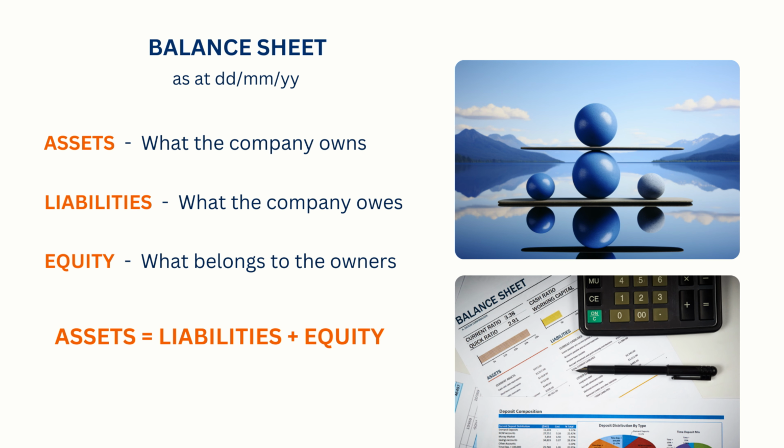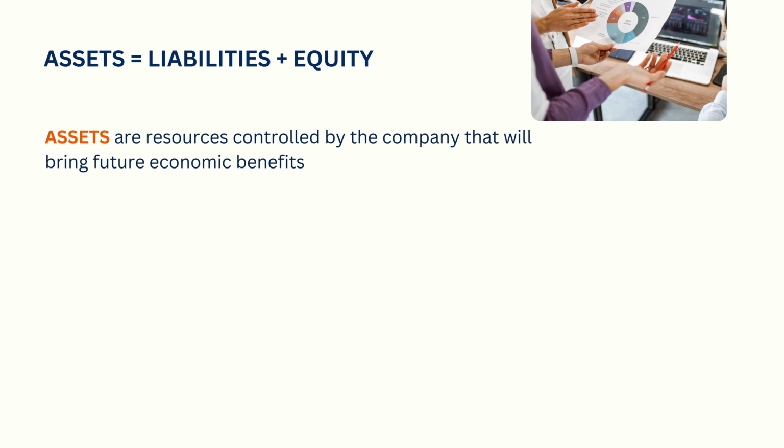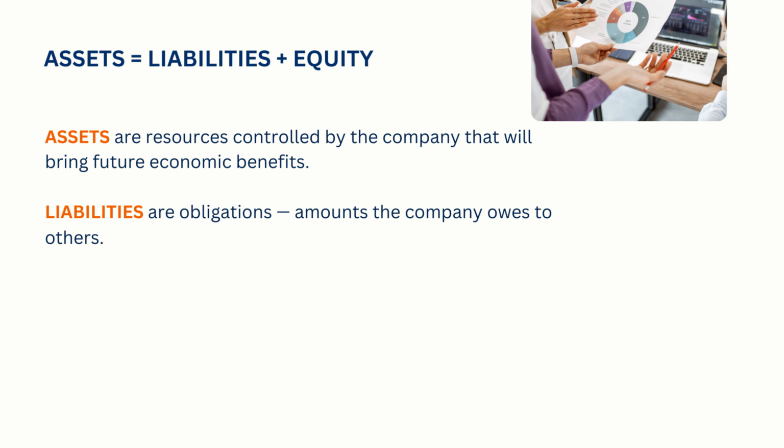Everything in the balance sheet is based on one fundamental rule: assets equals liabilities plus equity. This equation must always balance. Let's understand each part. Assets are resources controlled by the company that will bring future economic benefits. Liabilities are obligations, amounts the company owes to others. Equity represents the owner's interest in the business.